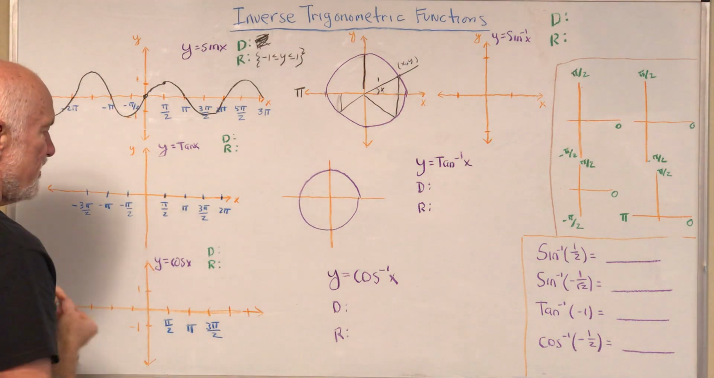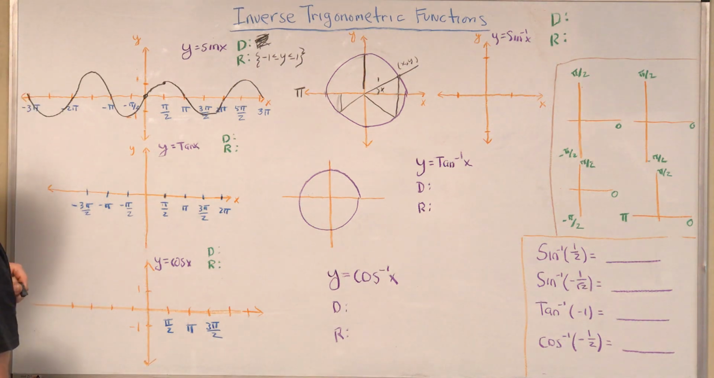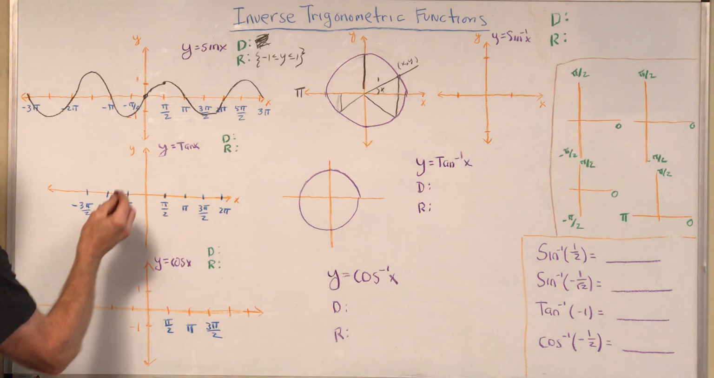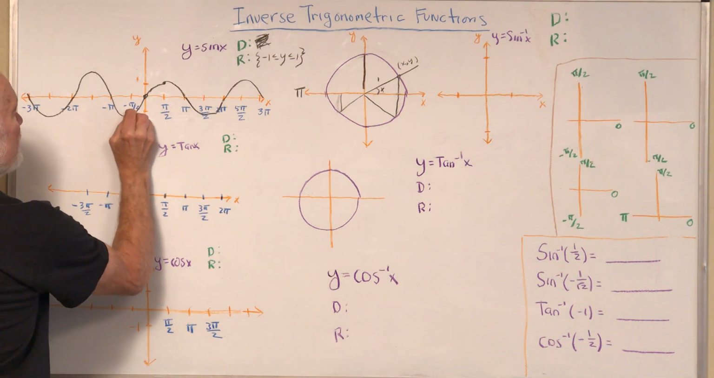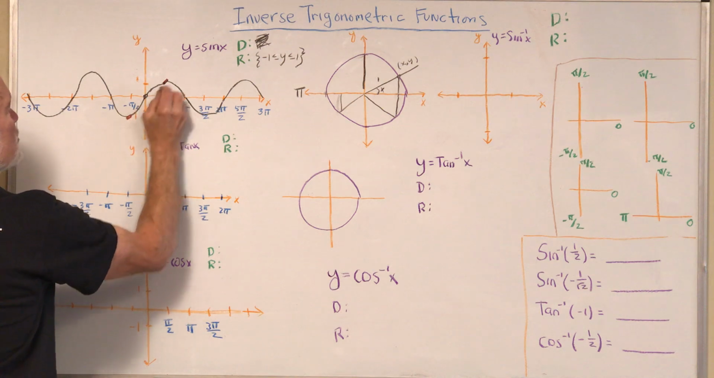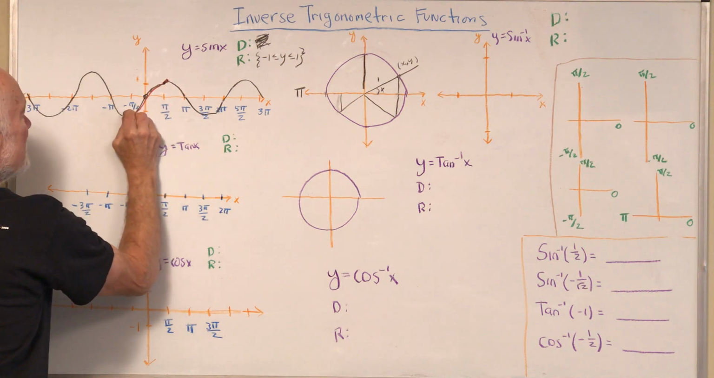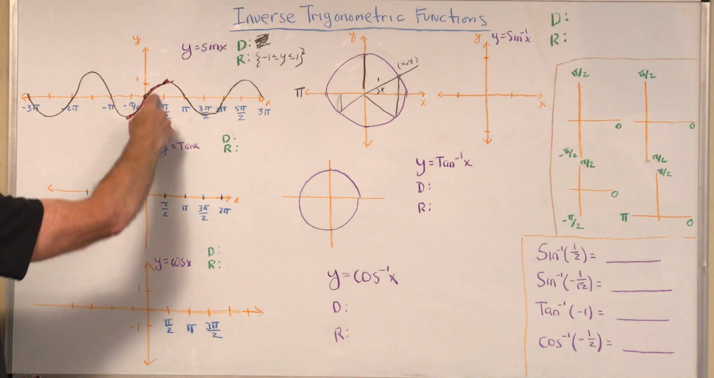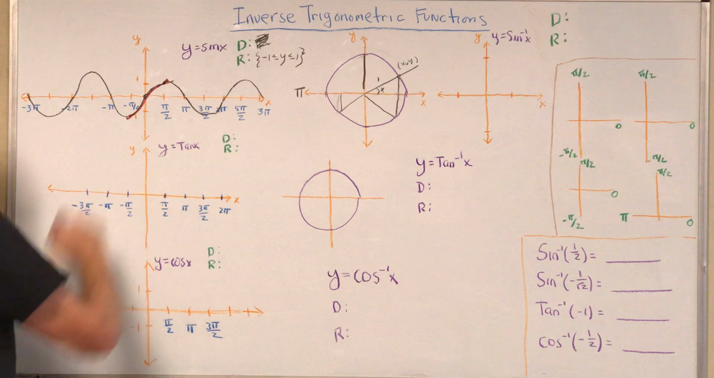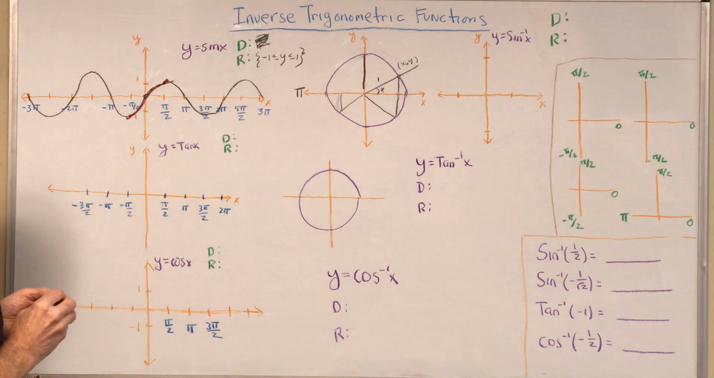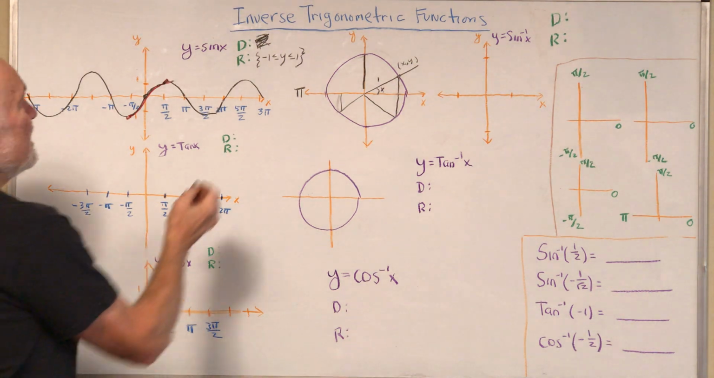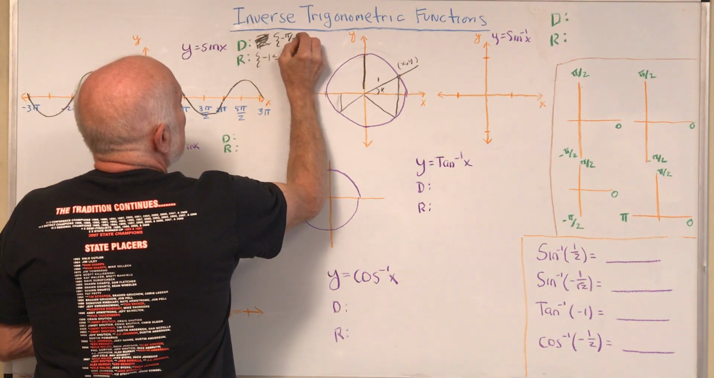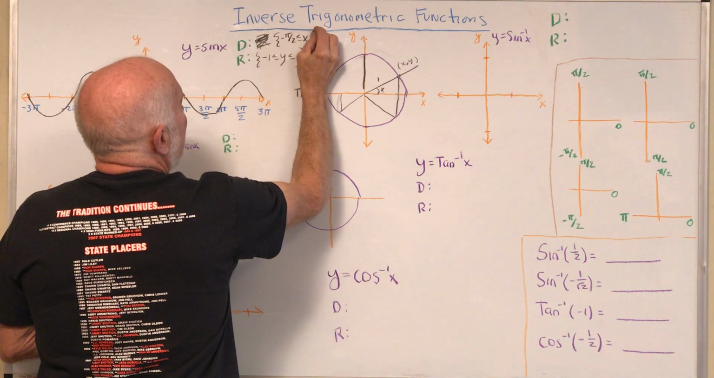So what portion of this graph could we get that takes on all of the different ratios but doesn't repeat any? Well, if you go from negative pi over 2 to pi over 2, if you just take this section of the sine function, then it will be one-to-one. Every x value has one y value, and every y value has one x value. So that's what we're going to do. We're going to restrict the domain to be negative pi over 2 to pi over 2 for the x values.